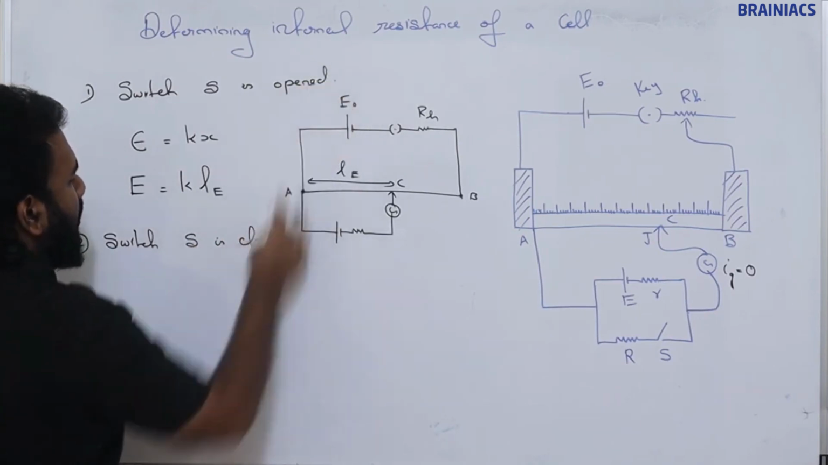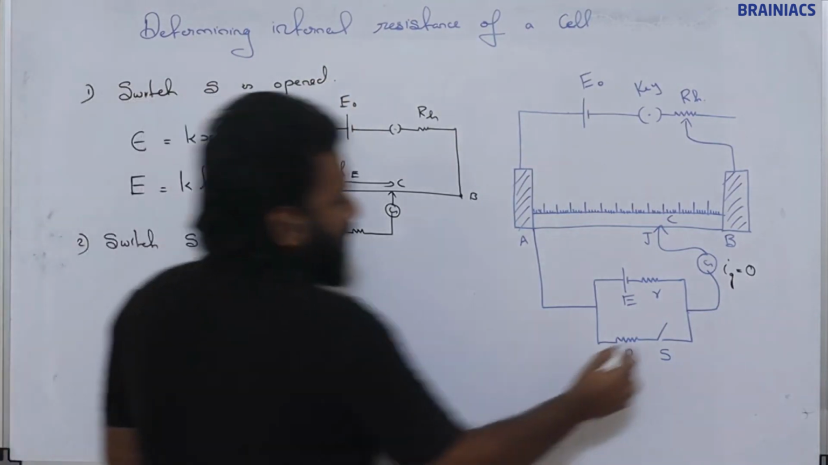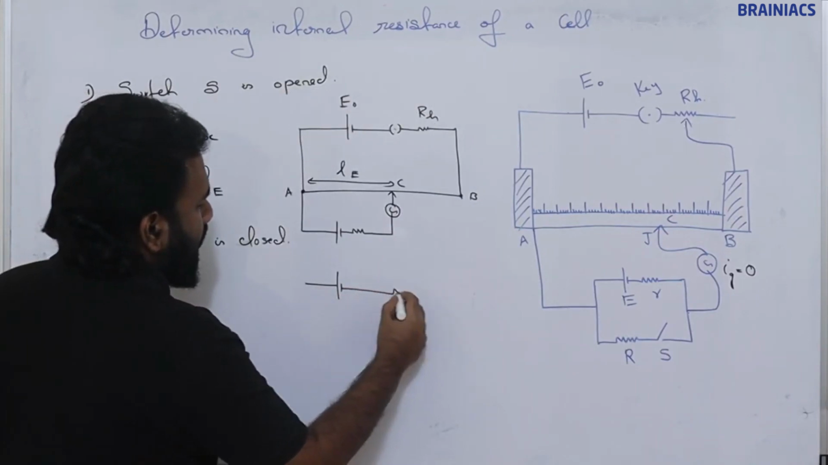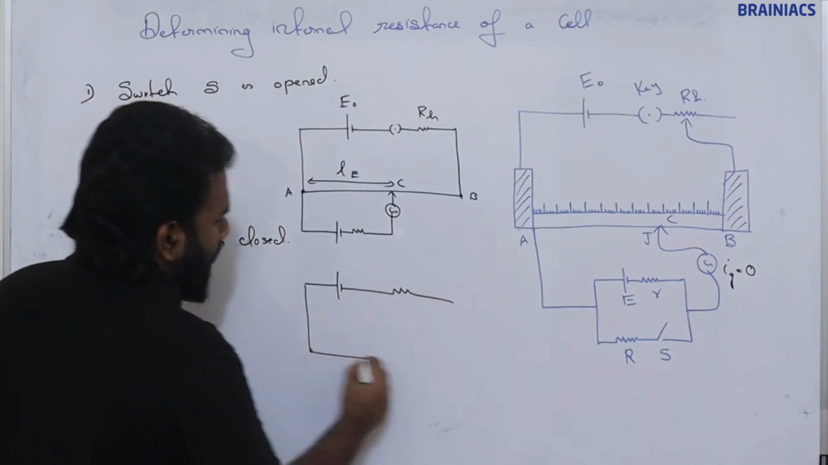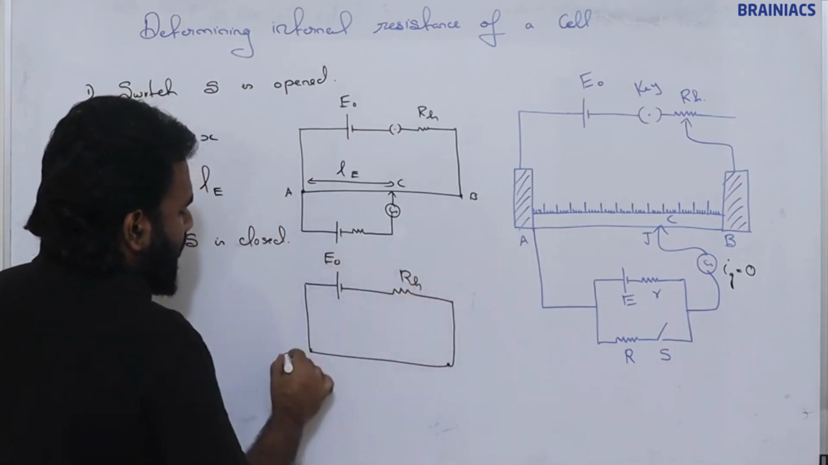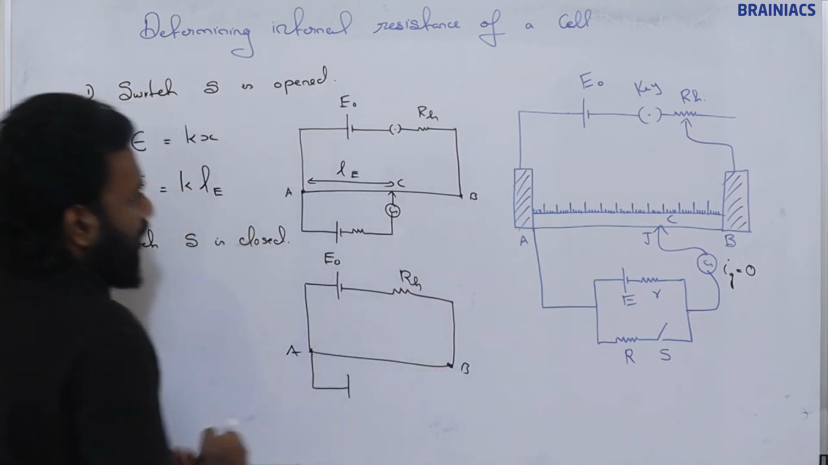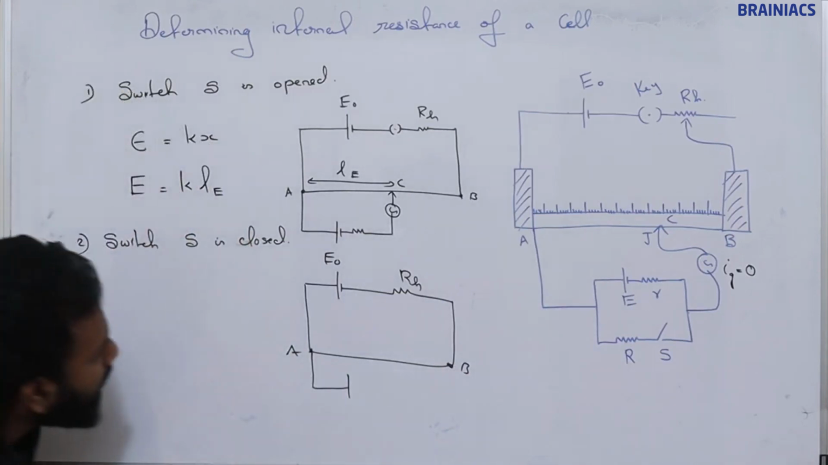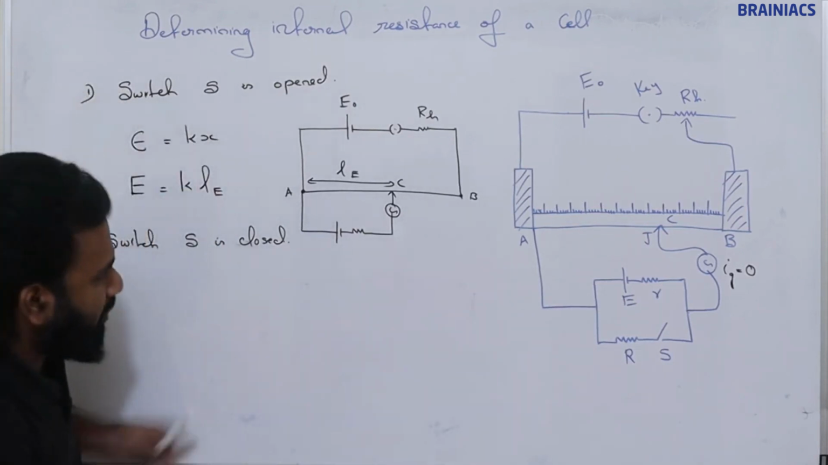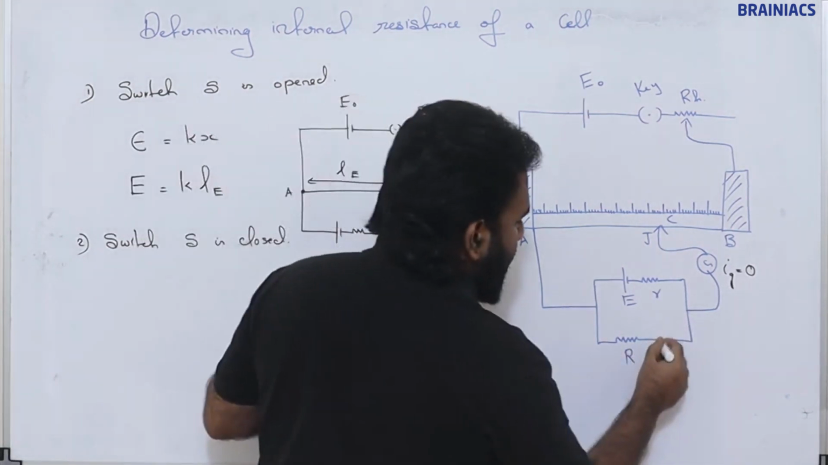Okay, opened, it is closed. Now what will happen? Switch is closed. Okay, now the new circuit is E0, R, H, A, B. Now here, I will make a change to this circuit itself. Okay, we don't have space here. Okay, now this is switched on.